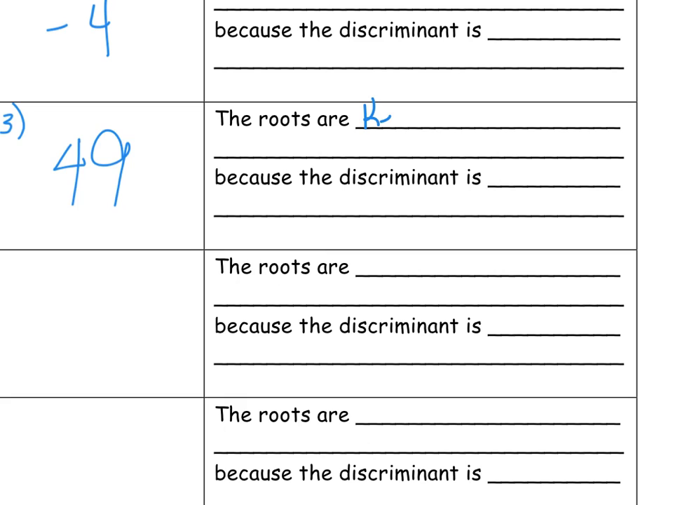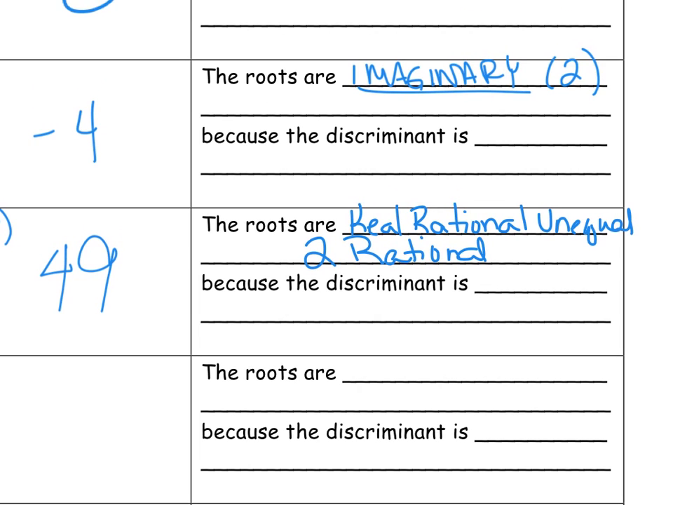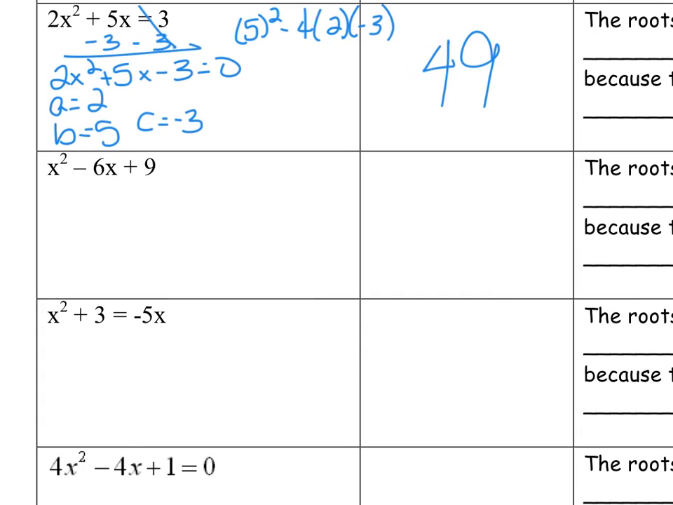So it's real, rational, and unequal. Or with our alternative, it's 2 rational. If you have 2, that means they're not the same. If you have 1, they were the same. I forgot to answer this question. This one, it's imaginary because it's negative. The discriminant is negative. All right, try the rest of them. Pause it. See if you can do it.